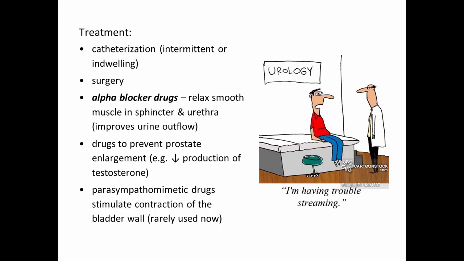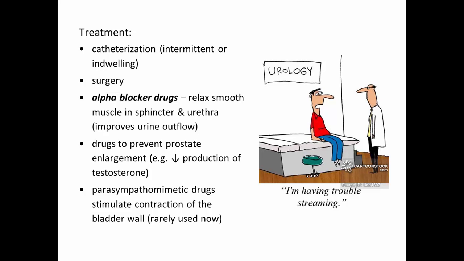But there are some drugs, alpha blocker drugs, so they block alpha receptors. They will relax the smooth muscle in the sphincter in the urethra, and then that allows urine to flow more easily. You can treat the prostate enlargement, so for example, drugs that decrease the production of testosterone, which may be causing the prostate gland to grow larger.